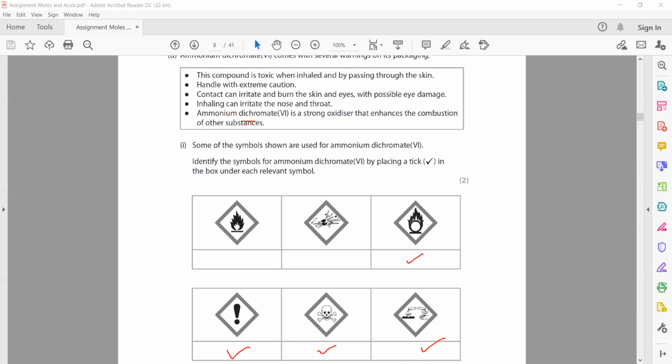If it was a violent or explosive reaction, then we'd take this box, and if it is a flammable substance, we'd take this one, but we don't have to, because according to the warning on the packaging, we have to mention it is oxidizing, irritant, toxic, and it must be handled with caution.